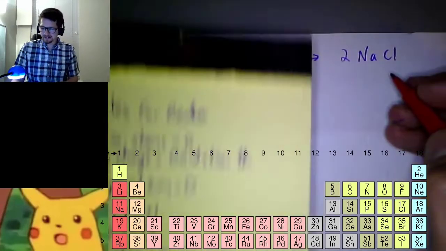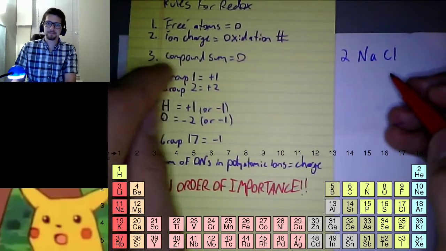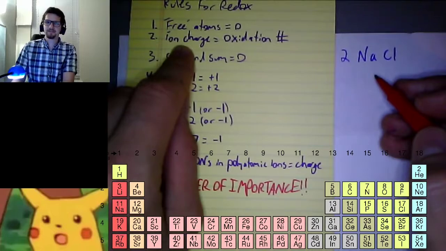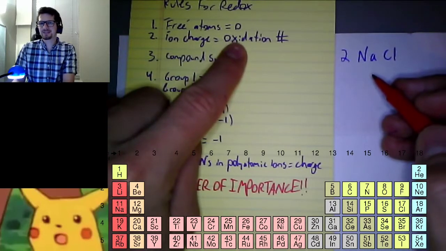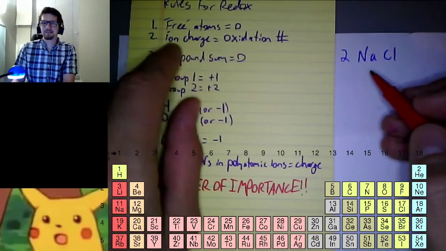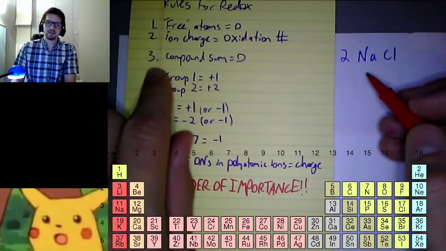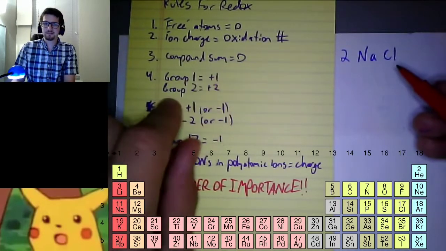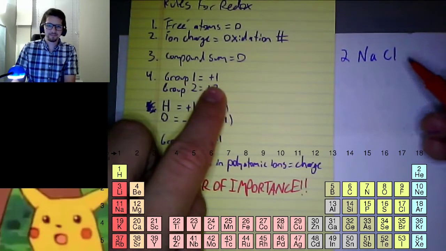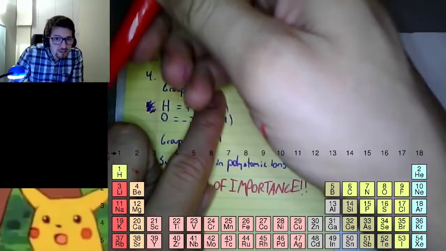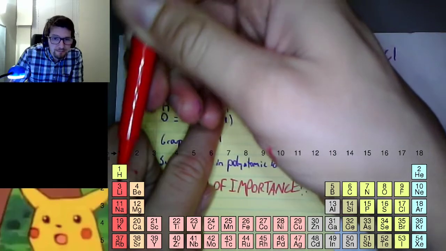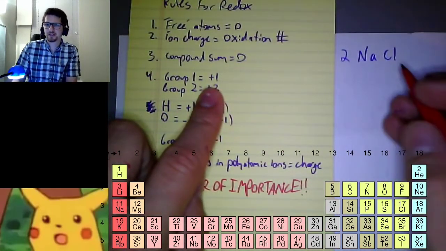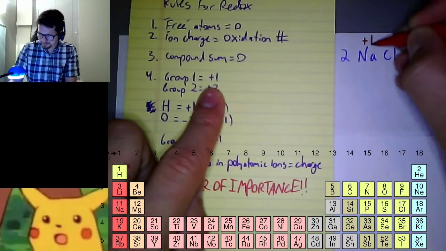Let's see what rules we have. Okay, that doesn't have anything to do with the compound. Ion charge is oxidation number. No, not really, this is a compound, not an ion. Compound sum is 0. So these are going to have to add together to give me 0. Group 1 is plus 1. Oh, look at this. Sodium is in group 1, and group 1 is plus 1. So I know my sodium.